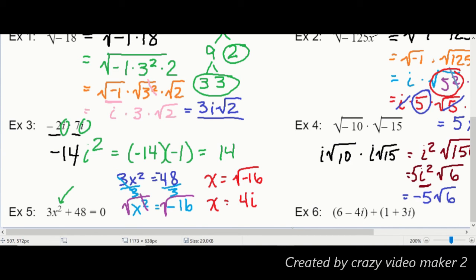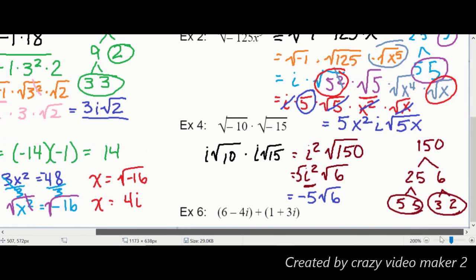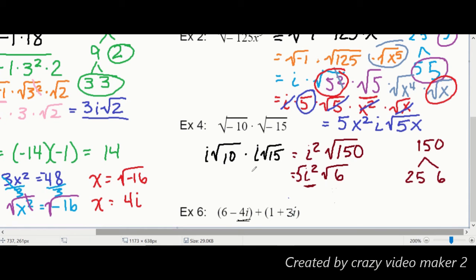Okay, on to the last one here. I'm going to erase a little bit of this information up here. Okay, what we can do is we can take this 6 here and this 1 here. They don't have i's attached to them. And we can say, all right, so we have 6 plus 1. And then we can also say, let's add on.